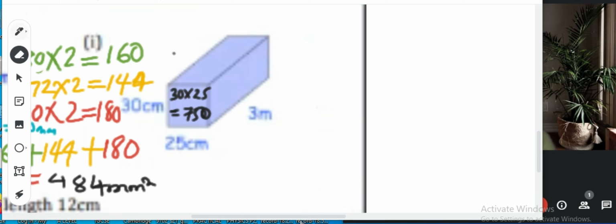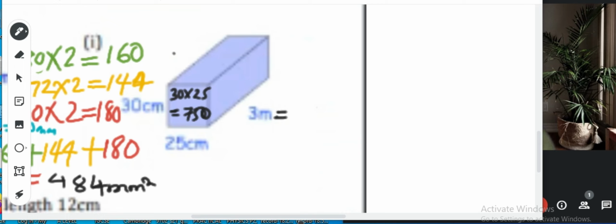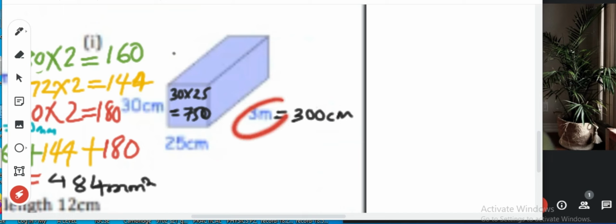Alright. You know we need to change this 3 meters to the same unit, centimeter. These ones are in centimeter. So these 3 meters should be changed to centimeter. You multiply by 100. That will give us 300 centimeter. So 3 meter is the same thing as 300 centimeter. So this length is 300 centimeter. Everything should be in the same unit, centimeter.